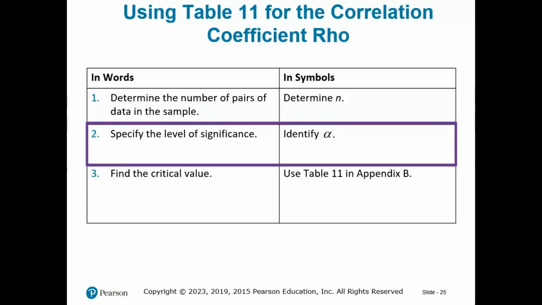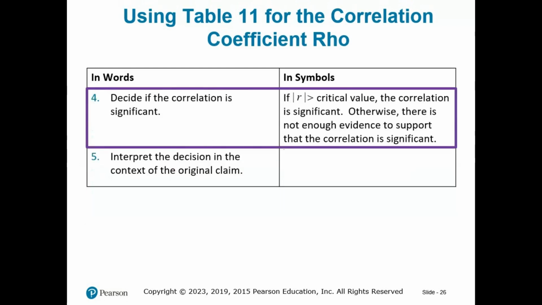Next, specify the level of significance, your alpha. Then find the critical value. This is where we use Table 11 in Appendix B. If the absolute value of R is greater than the critical value, we decide the correlation is significant. If it is not, then there is not enough evidence to support the correlation is significant. Lastly, interpret the decision in the context of the original claim.